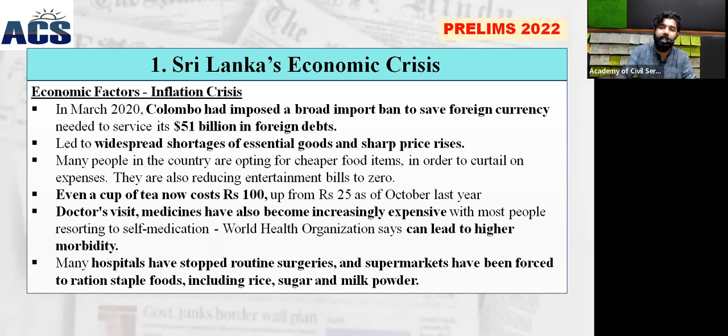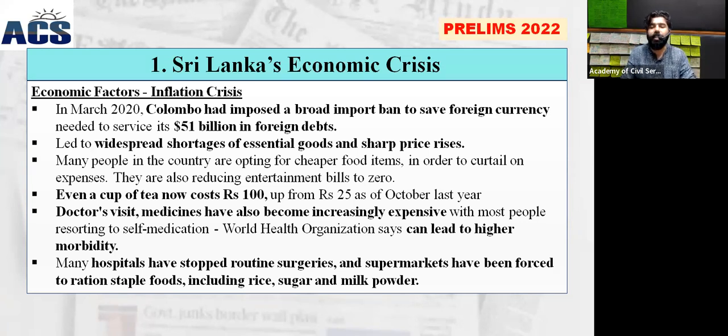Nobody will go for purchasing any medicine. They will do something themselves, they will follow self-medication. According to WHO, this can lead to higher morbidity if people follow self-medication. So this can result in morbidity, and a health emergency crisis can also be another problem. And many hospitals in Sri Lanka, you have heard about that, have stopped the surgeries which have to be done in the cities, in the country.